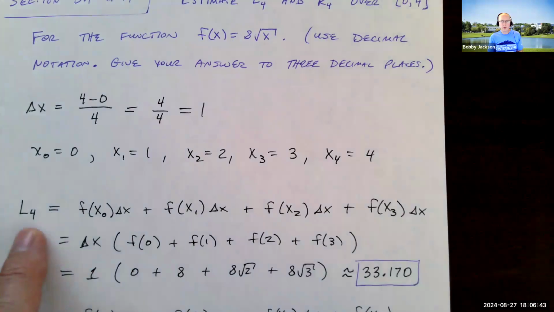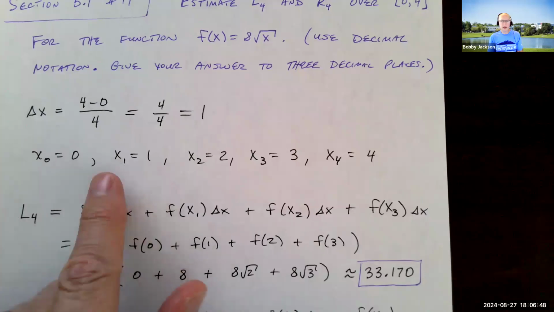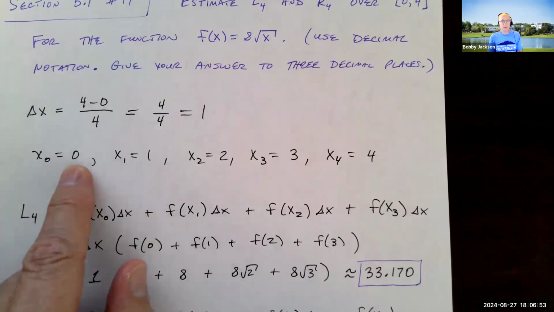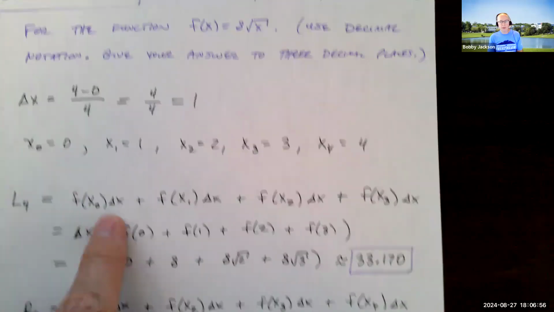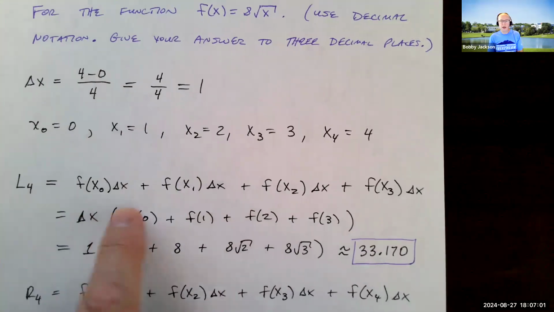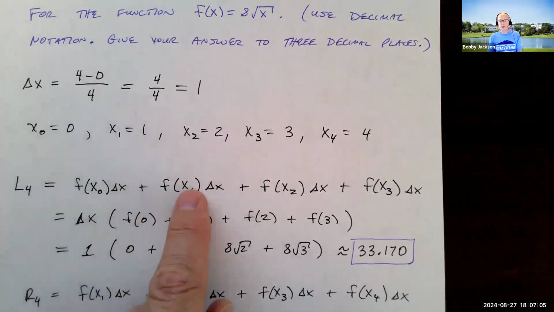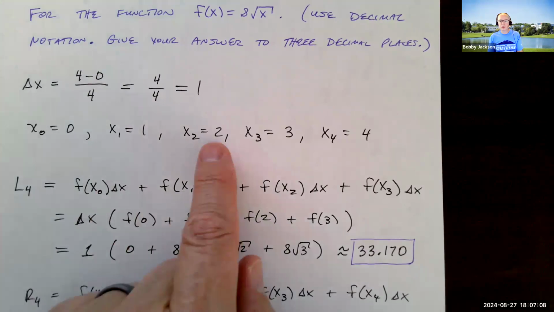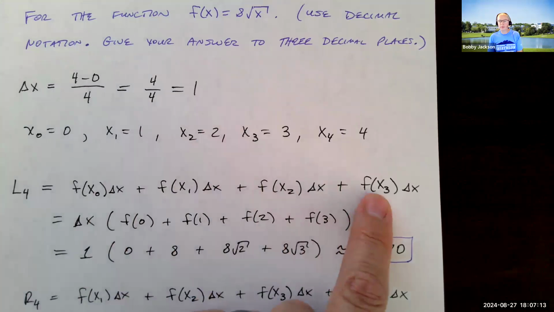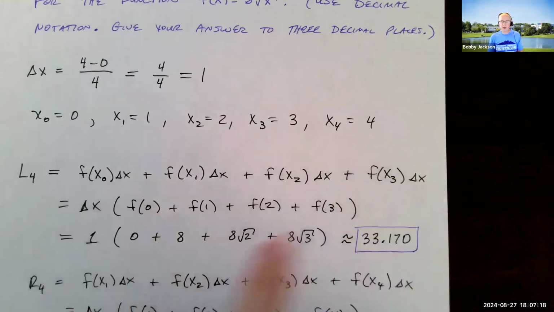So what's our left-hand sum? We will find the height of our rectangle on the first interval from 0 to 1 by using the left-hand endpoint, and the left-hand endpoint is x sub 0, right? Times the width, which is going to be 1. Then the second subinterval, the left-hand endpoint is x sub 1 times the width. The third subinterval, the left one is x sub 2, and the last one, the left endpoint is x sub 3.